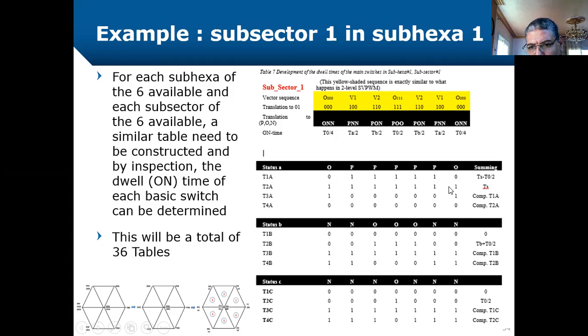T2 and T4 are also complementary. So T2 is on along the entire pulse width modulation period, and T4 is off along the entire pulse width modulation period for phase A. For phase B, you repeat the same. For phase C, you repeat the same. So you can get the pulse width modulation duty ratios for all the switches, the 6 basic switches, and the other, as we say, are complementary switches.